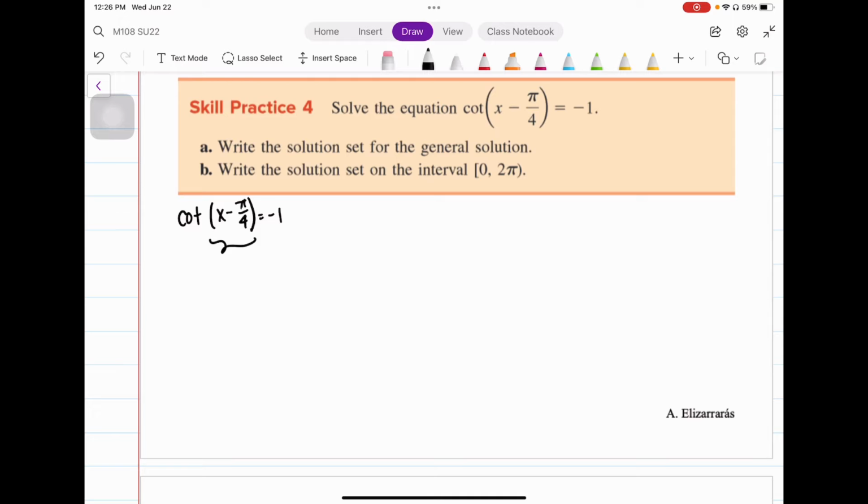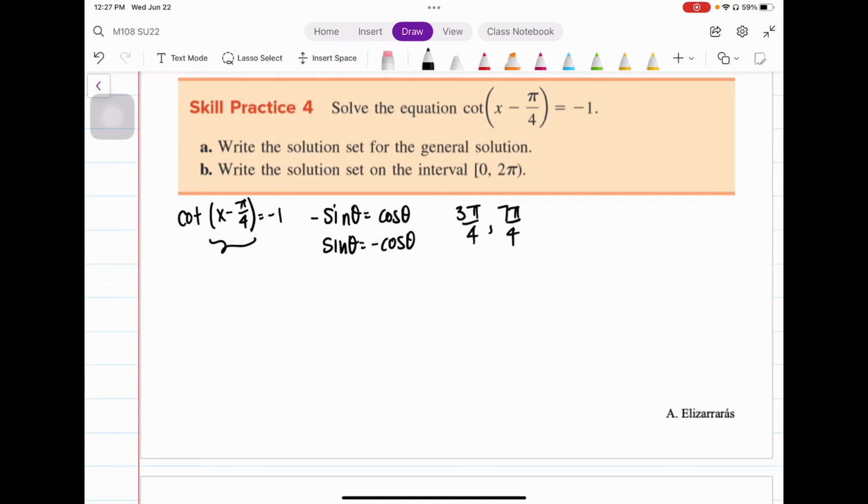This is saying something equals negative 1. Well, when is cotangent equal to negative 1 on the unit circle? That means that the sine and the cosine are the same value but opposite signs. So either negative sine of theta equals cosine of theta, or sine of theta equals negative cosine of theta. And the only time the sine and cosine are the same values is when you're dealing with pi over 4. And so at pi over 4, they're both positive. But at 3 pi over 4, one is negative and one is positive. At 5 pi over 4, they're both negative. And at 7 pi over 4, one is positive and one is negative.